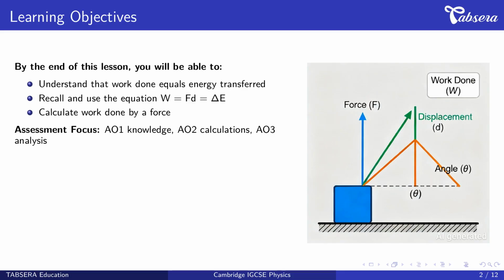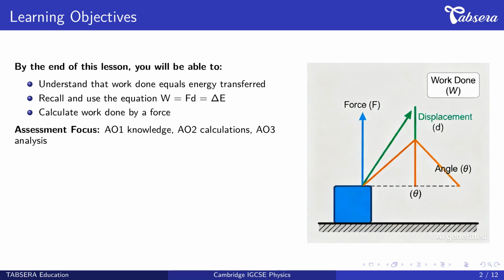By the end of this lesson, you will be able to, first, understand that work done equals energy transferred. This fundamental principle connects force and motion to energy concepts. Second, recall and use the equation W equals Fd equals delta E. Here W represents work done, F is force, d is distance, and delta E is energy transferred. Third, calculate work done by a force in various situations.